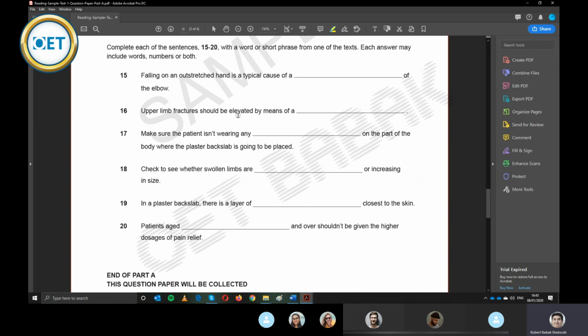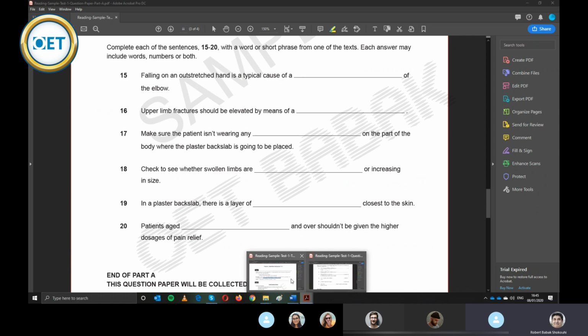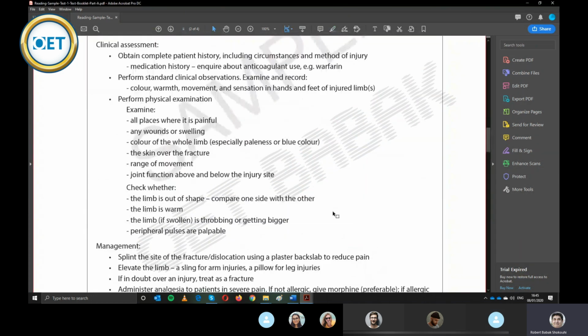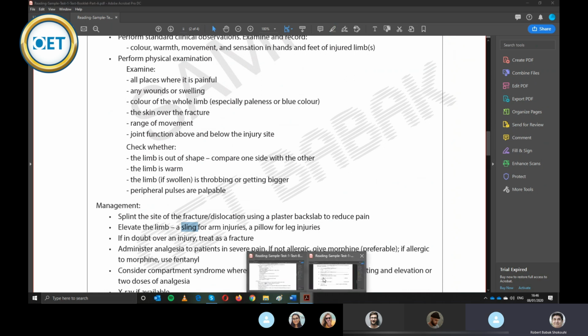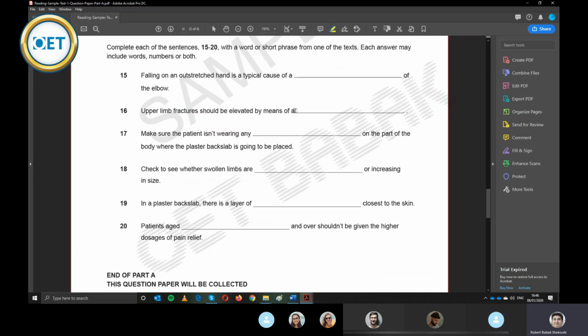Upper limb fractures should be elevated by means of what? So the leg was a pillow, remember? Where was it? It was somewhere here. Management. Sling, okay? Pillow for leg, sling. So the answer is sling.